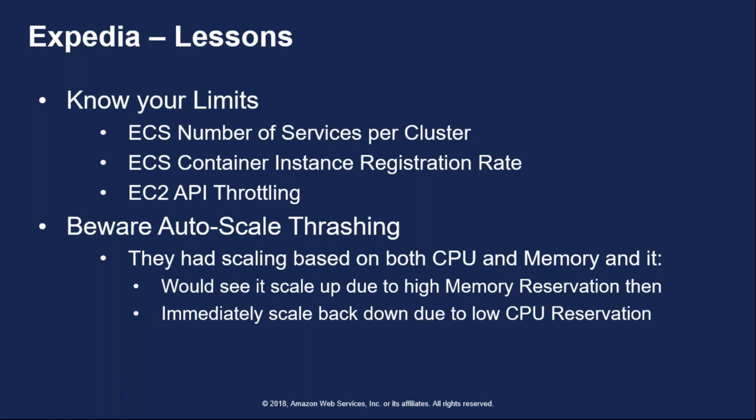They would scale up on a certain parameter. As described here, you would see it scale up due to high memory reservation, and then immediately they had to scale back down due to low CPU reservation. So it took them some trial and error to figure out that sweet spot, right? It's better if this stage is attended to earlier in the process. You figure out a sweet spot for your scale out and scale in thresholds. So it's extremely important to have that ready.